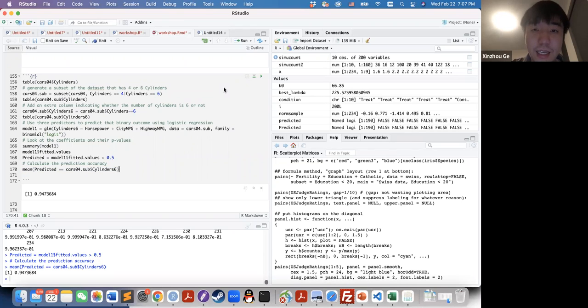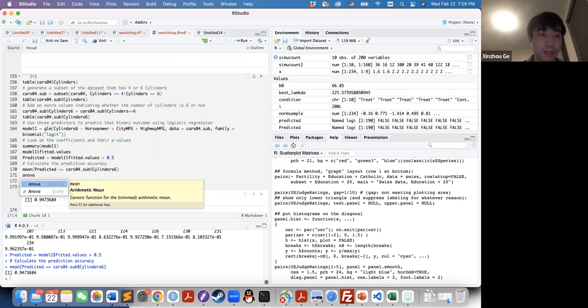So it's just taking a mean of all the values over 0.5 and comparing with cylinders 6, right? It's not exactly. So first, I get the predicted value for... Could you also use ANOVA to check the prediction? Yes, you can use ANOVA. So you make a very good point. You can do this.